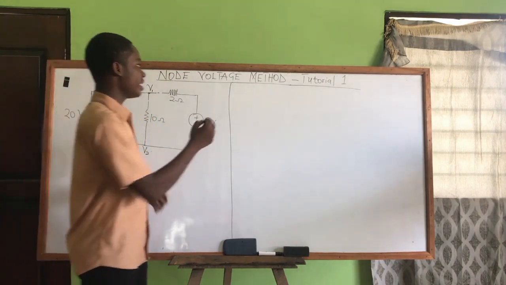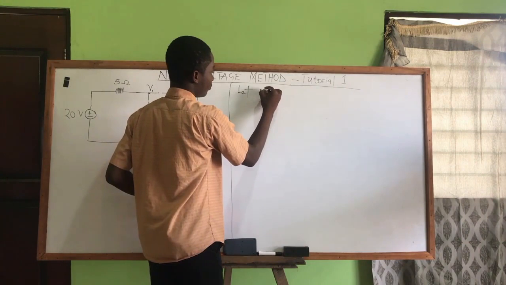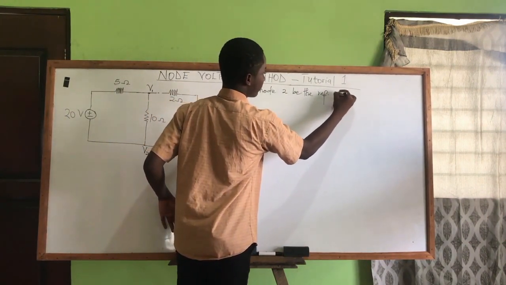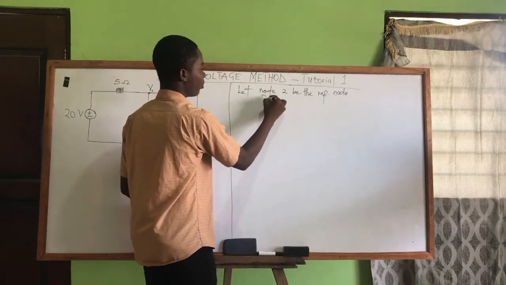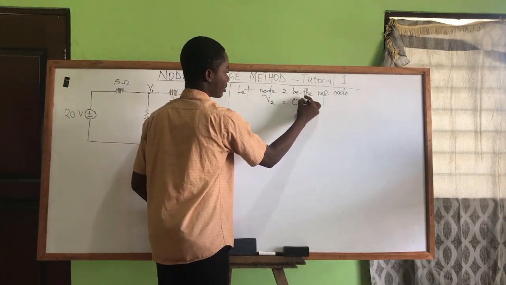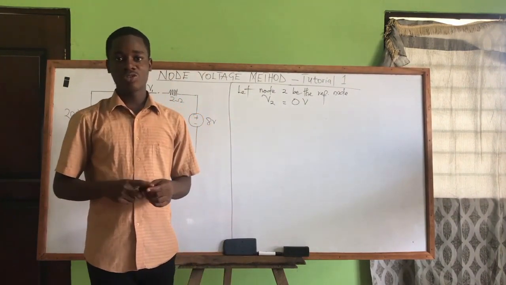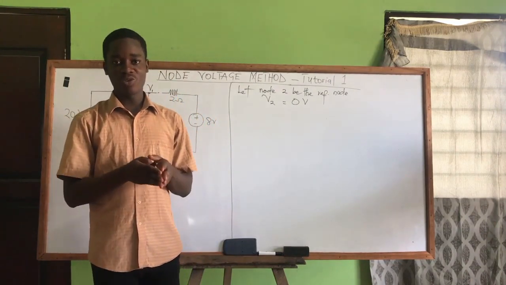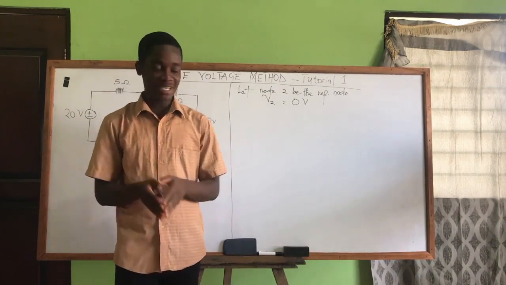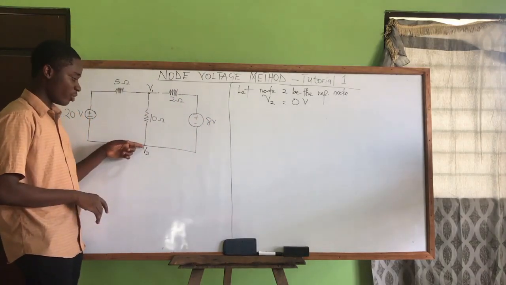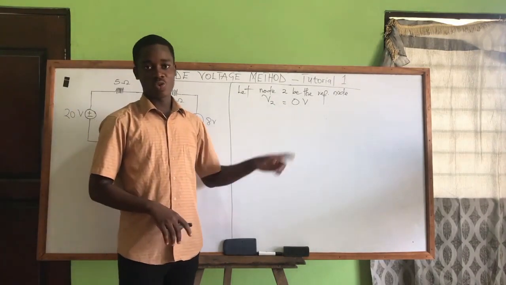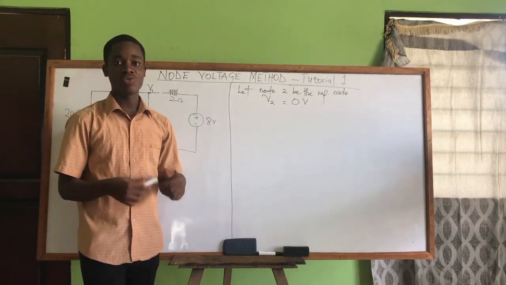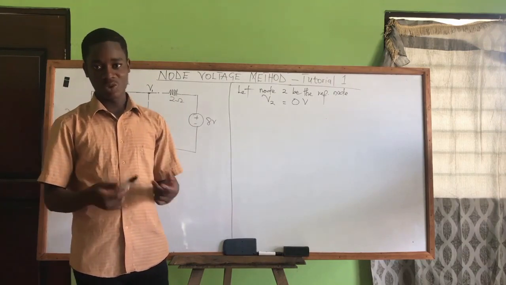So in this diagram, we will say, let node 2 be the reference node. So now it means the voltage at node 2 is equal to 0 volts. What you should know is that you start with the number of nodes in the diagram, then you set one of the nodes to be your reference node. It means the voltage there is known. Now we know the voltage here to be 0 volts. So we are left with V1. Now V1 becomes the non-reference node, or the unknown node.